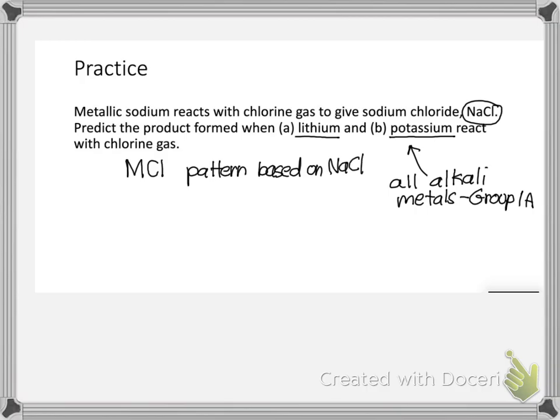One metal, one chlorine. So we would predict that lithium would be one metal, one chlorine. And we would predict potassium would be one metal, one chlorine. Why? Because the chemical properties of elements in the same group are similar. So they would form similar compounds.